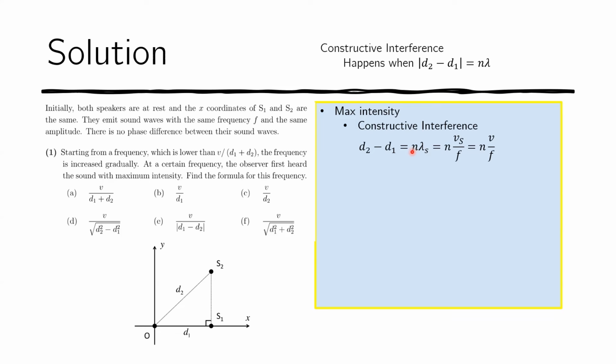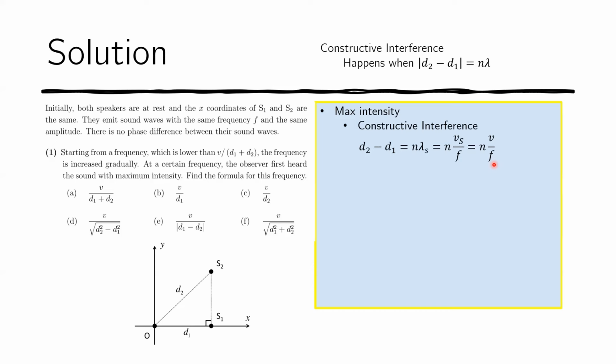And so we have n here. n could be any integer, and so this wavelength here, we just convert that into the speed and the frequency. We've seen this before, and we know that the speed of the wave here is just the speed of sound v, and the frequency is just the frequency f.